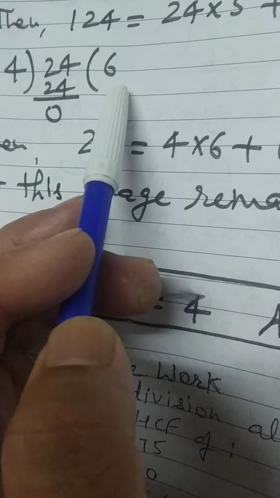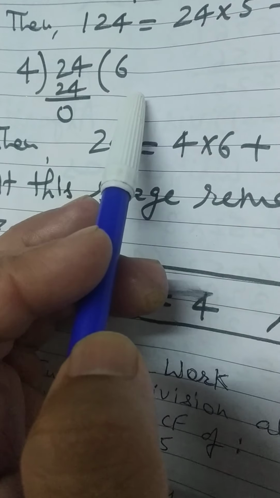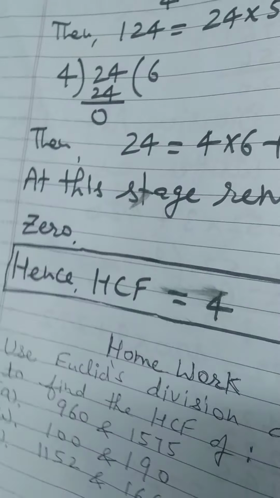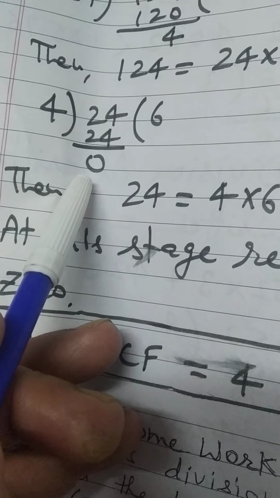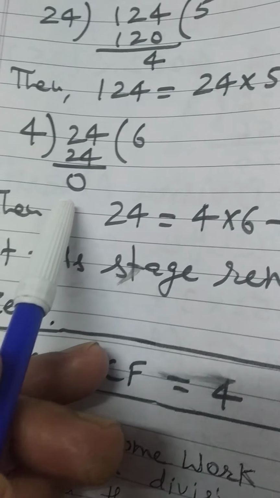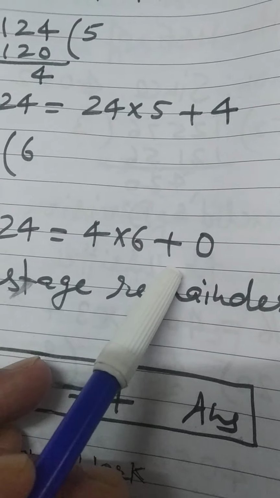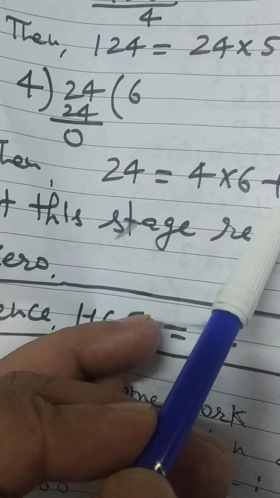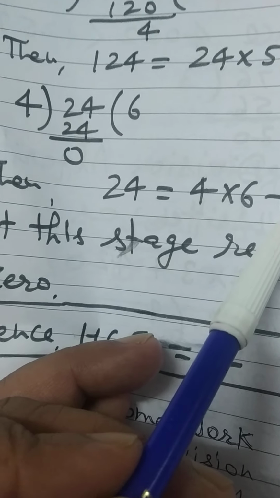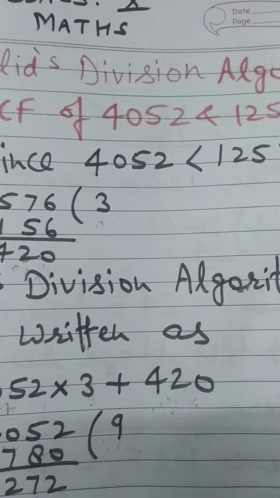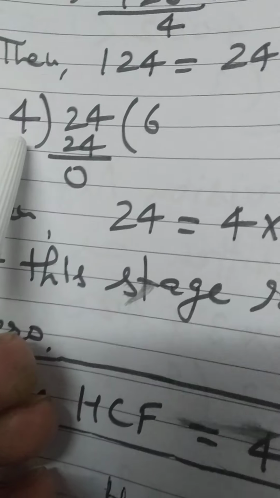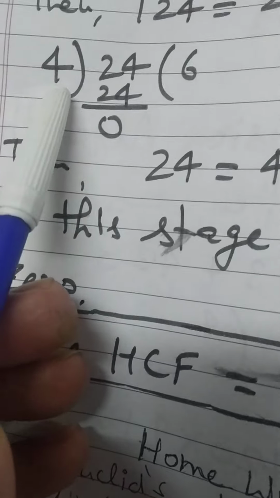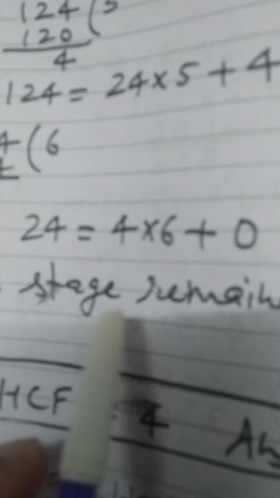We get the value of quotient and remainder. Value of quotient is 6 and value of remainder is 0. At this stage, remainder is 0. Therefore, HCF of the given numbers 4052 and 12576 is the divisor at this stage. So HCF is equal to 4.